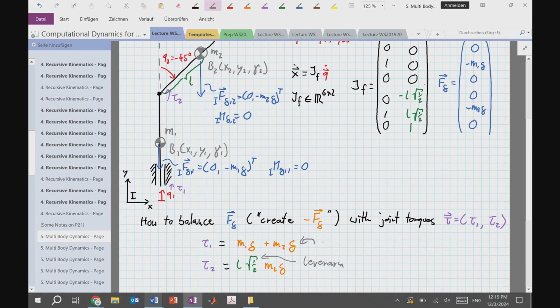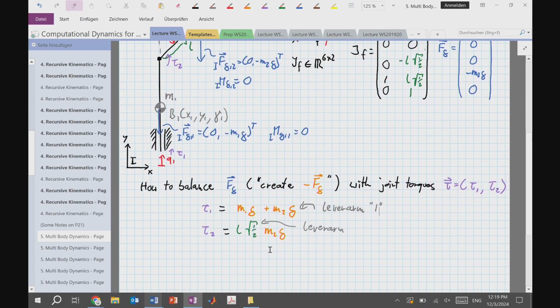And here we don't see a lever arm, but that is because we have a translational motion, and the translation is basically giving you a transmission ratio of 1, right? Tau 1 is acting in the y direction, gravity is acting in the y direction. And this looks close to what we have here, right? Somehow this is related to the Jacobian.